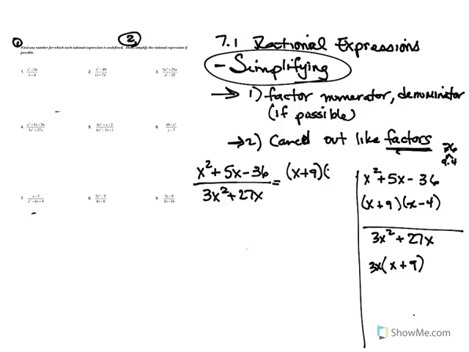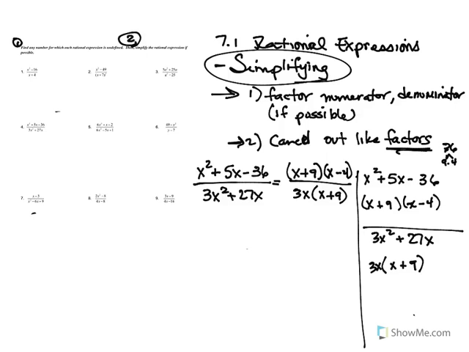So when I write it over, I'm going to write everybody in their factored form now so that I can see what can cancel, right? Because in the original form, x squared plus 5x minus 36 over 3x squared plus 27x means nothing to you. I don't know if they got common factors. I can't see that in that form. So I factor it so that I can see if they have common factors.